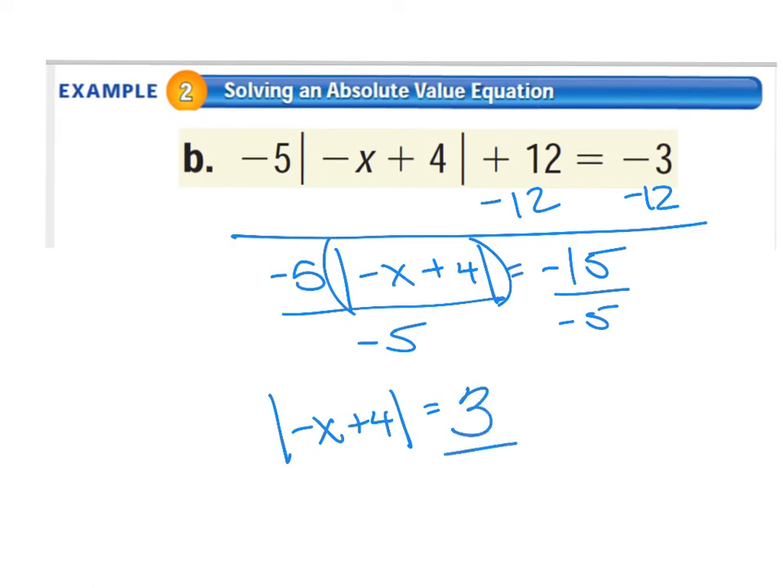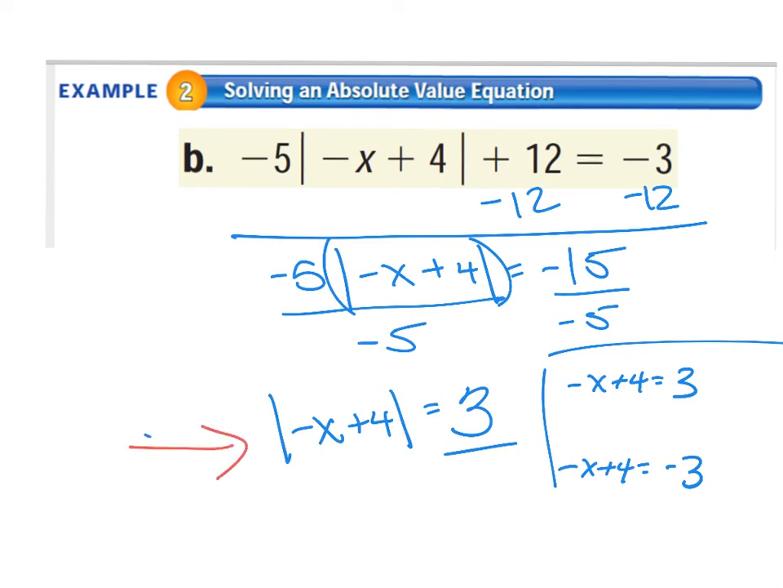Now I have a positive answer. Now I can do -x plus 4 equals a positive 3. -x plus 4 equals a -3. I can solve for my two cases and get my answer. So please make sure you get the absolute value by itself before you decide if you cannot solve it. If we got to this point down here and it equaled a -3, then we could say cannot solve. But because it equaled a positive answer, we can solve it.